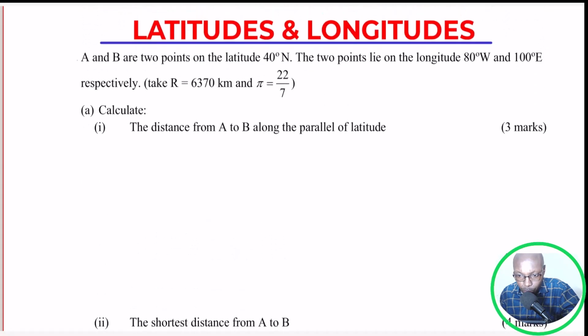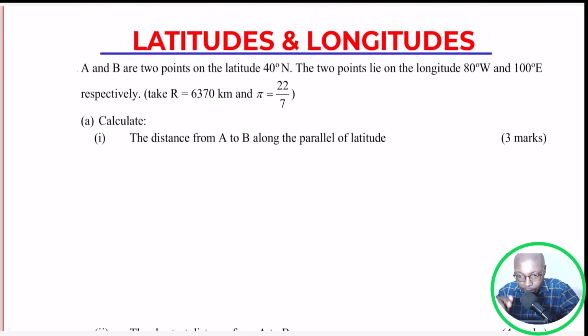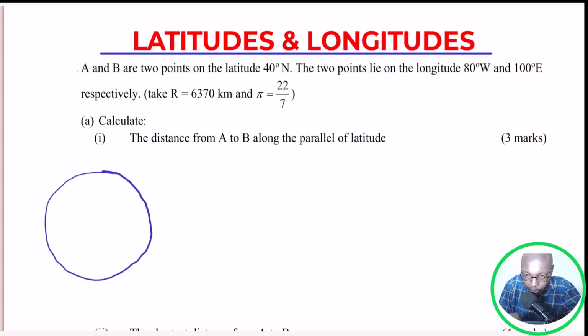So let's go to the first part where you're supposed to calculate the distance from A to B along the parallel of latitude. So the first thing you're going to do is to have a rough sketch of the positions of A and B. So we shall do that. So we just sketch, it's just a rough sketch, and both of them are lying on 40 degrees north.